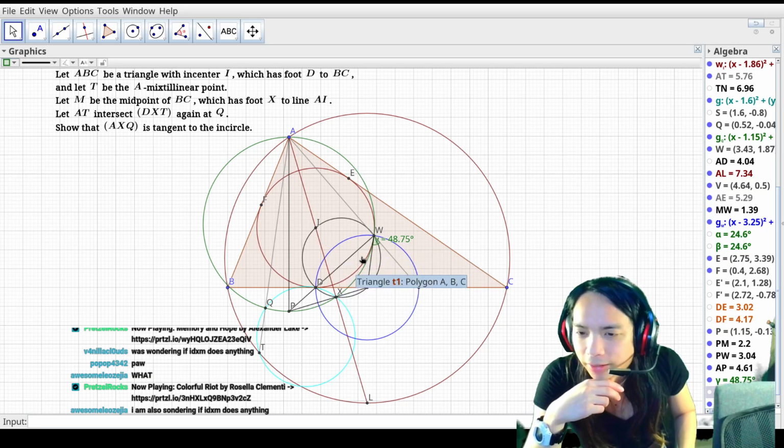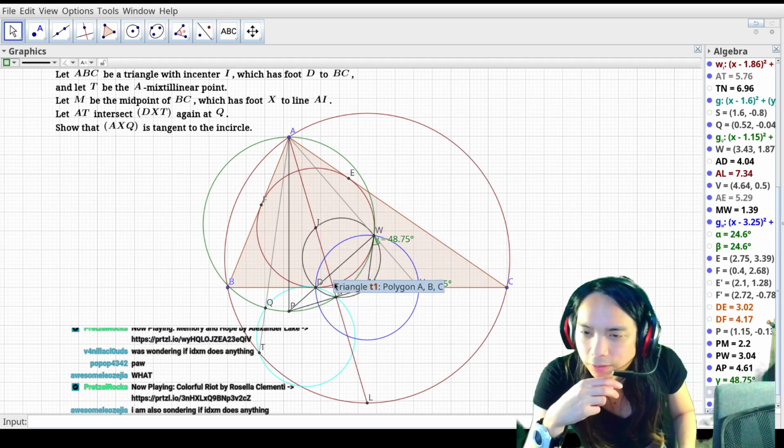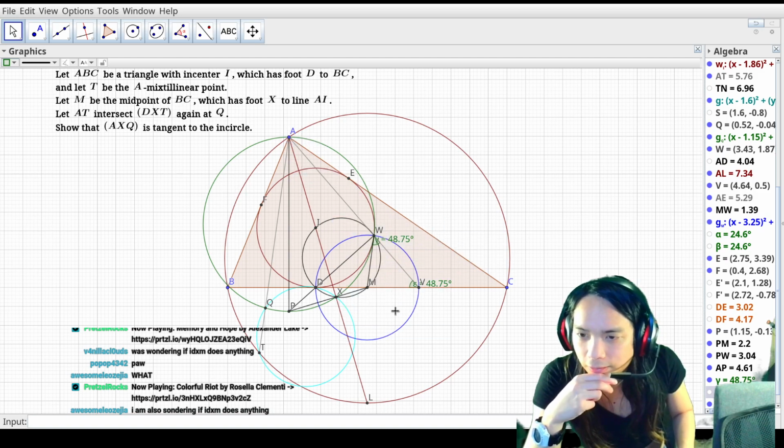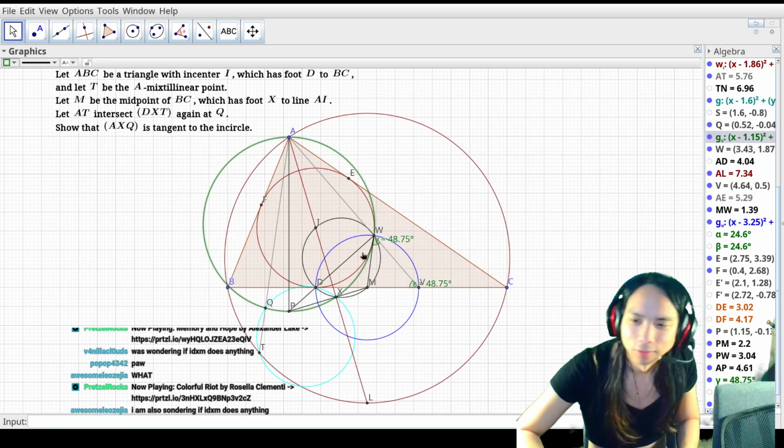APW is IXW, which is IDW. Yeah, there you go. This angle is this angle, which chases because ID is tangent to WDI, which then gets you that this is equal to IXW, which is A. Okay, cool. So we got that, and now we have the tangency that we wanted. That took way longer than it should have.